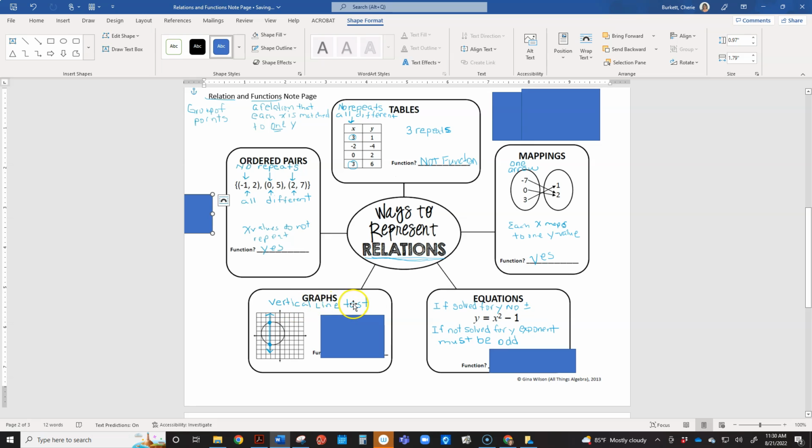So we do, for graphs, this thing called the vertical line test. And if you can draw a vertical line anywhere on the graph, and that vertical line touches your group, your relation, if that vertical line touches your relation in more than one spot without moving, then it fails the vertical line test and we say it is not a function.